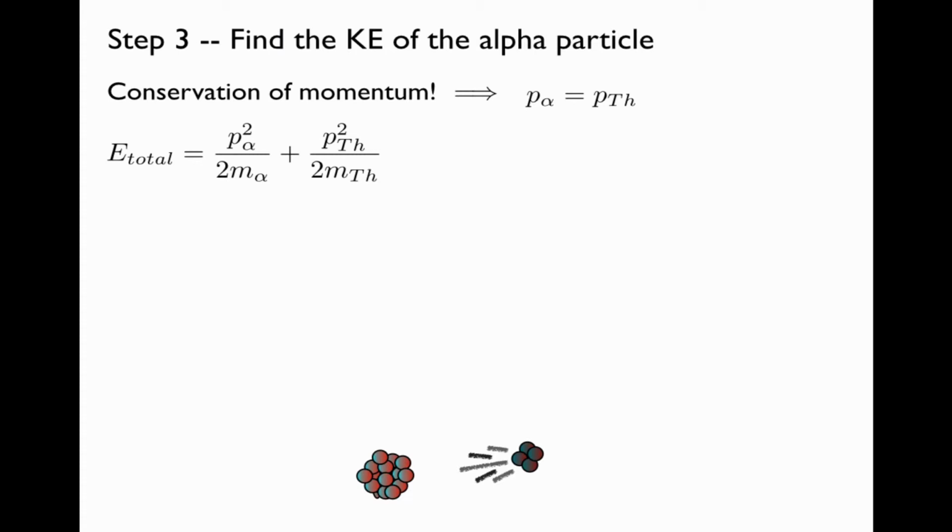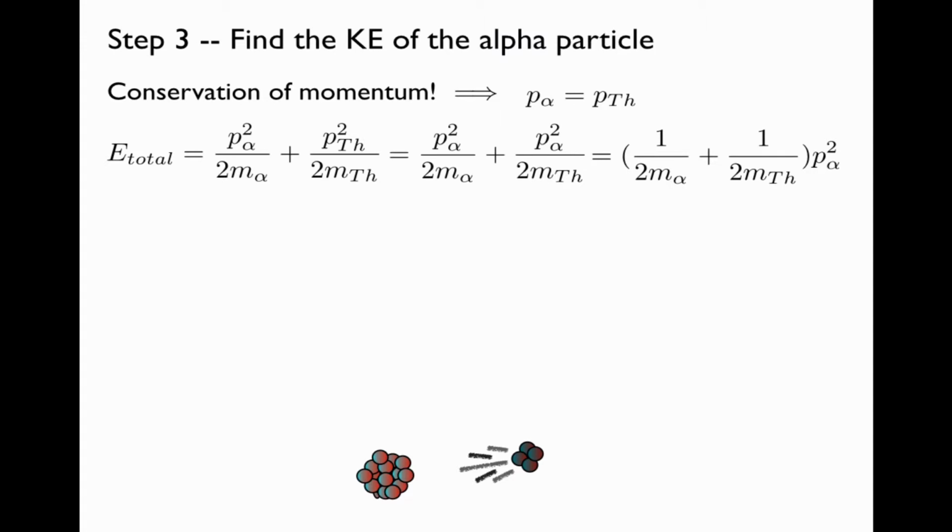Now the total energy after decay consists of the kinetic energy of the two byproducts of the decay, the alpha and the thorium. But we just said that P of thorium is equal to P alpha, so we can plug that in to the right side where we did have P thorium. I've replaced it by P alpha. And now notice I can factor out the P alpha squared.